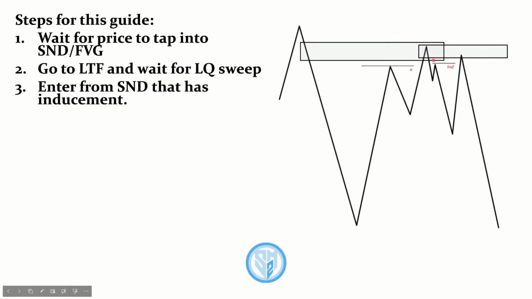And all I'm looking for, in terms of inducement, is, for example, relative equal highs just below the zone, or for example, a supply zone that's positioned below the supply zone I'm looking to enter from, right? Anything of that nature for me is going to act as inducement. Therefore, this setup becomes a highly probable setup, and my win rate increases dramatically, right?